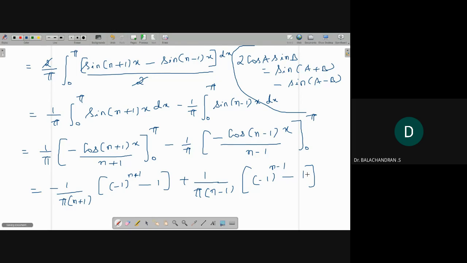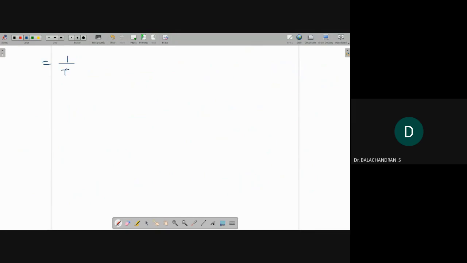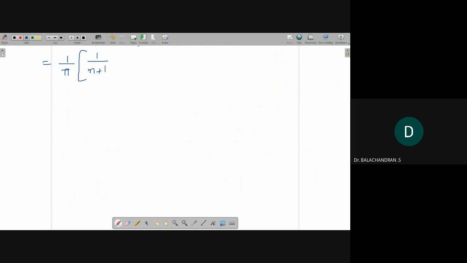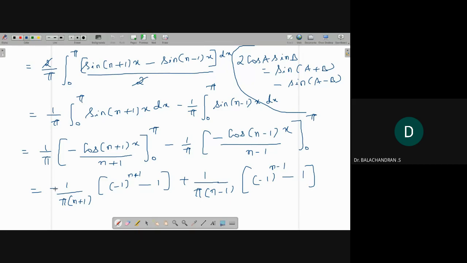So now I took 1 by pi commonly. What is remaining? So 1 by (n plus 1), plus 1 by (n plus 1). Here we have a minus sign, so I want to write everything in terms of minus 1 whole power n. Minus 1 into minus 1 whole power n plus 1, you can write as minus 1 whole power n plus 2, or minus 1 whole power n. Is it correct?